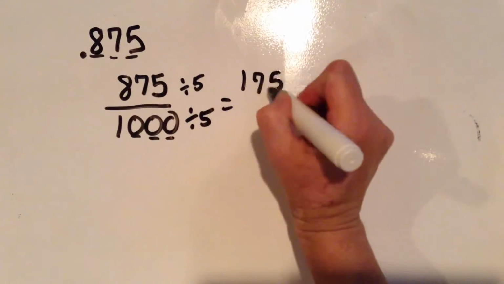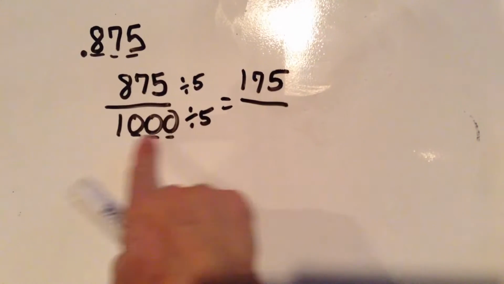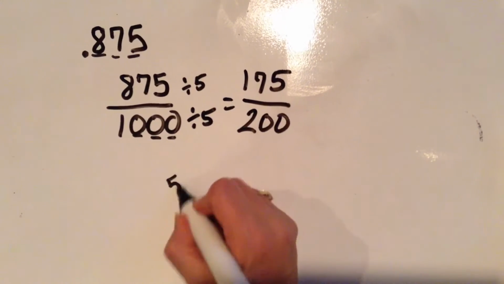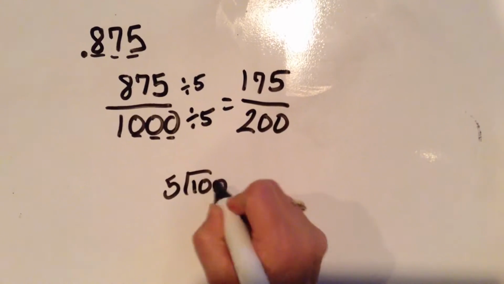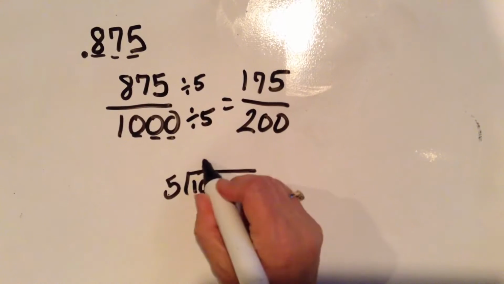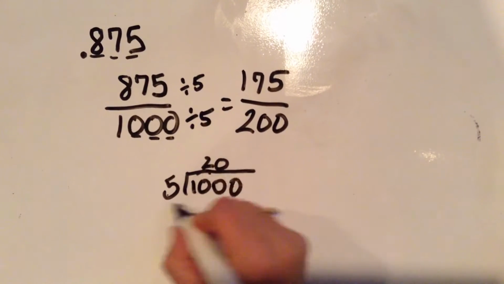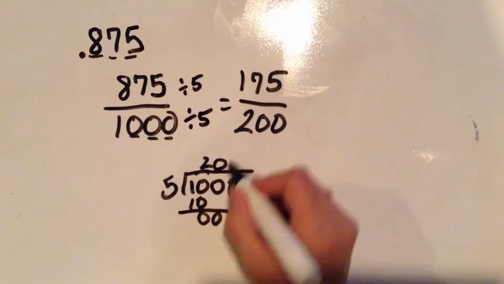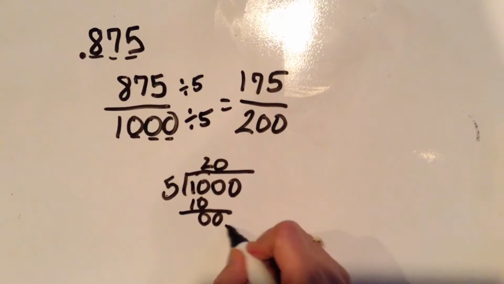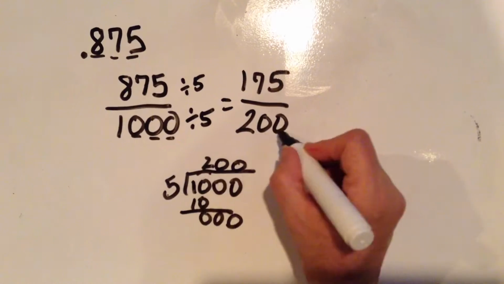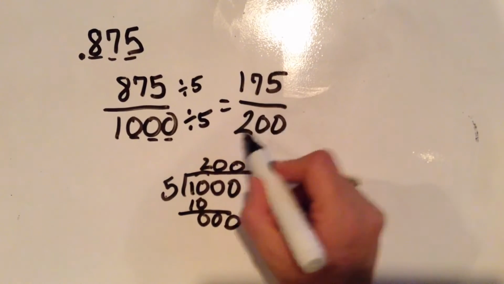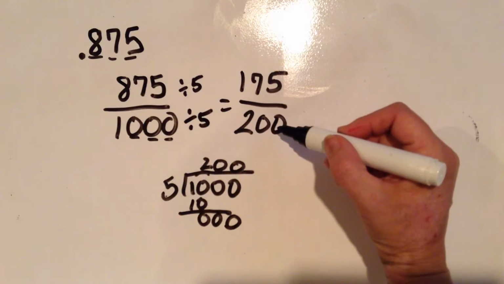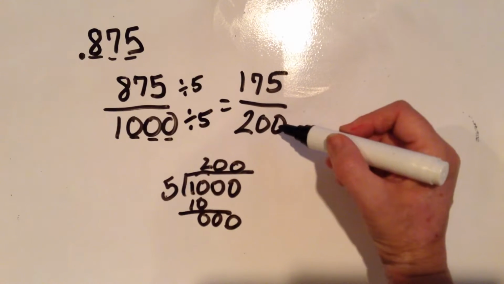So that's 175. When I divide that by 5, I know it's 200. If I didn't, I could do that here as well. 5 goes into 10, 5 goes into 5, 2 is 10, bring down a 0, goes in 0 times, bring down the next 0, and I get 200. So I have 175 and 200, but notice it ends with 5 and 0 again. So that means I can divide by 5 again.